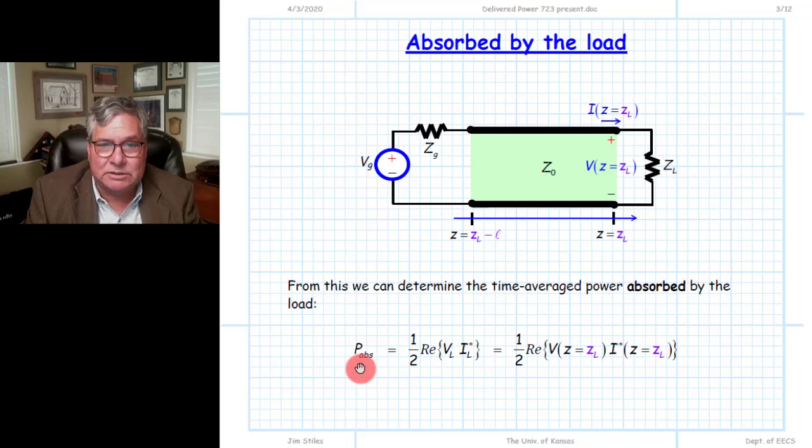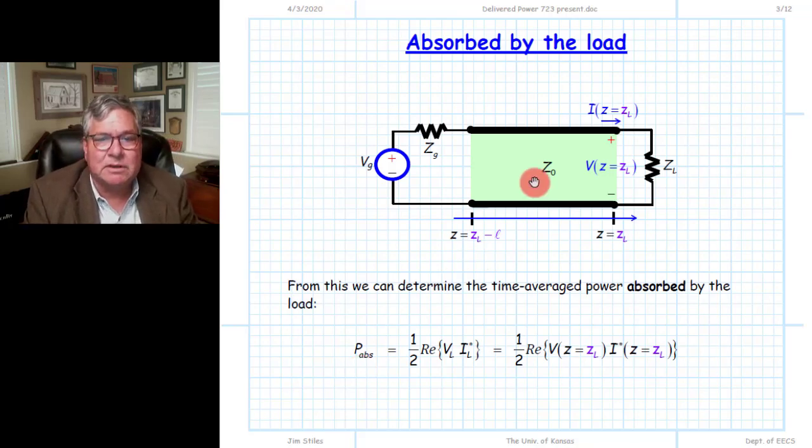So again, what we did was take the total voltage and total current on our transmission line, solve for them, and then evaluate them at the end of the line where the load is located. From those two complex numbers, we can determine the power absorbed by that load.